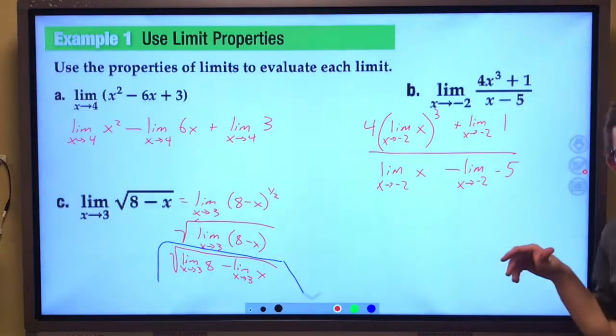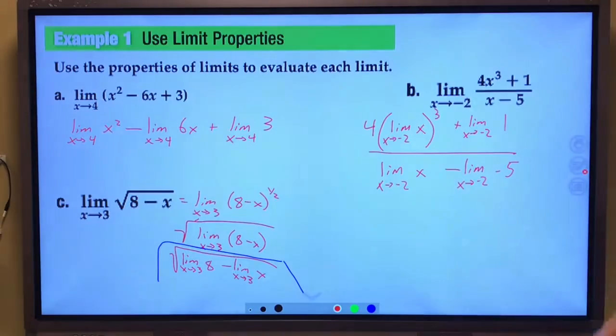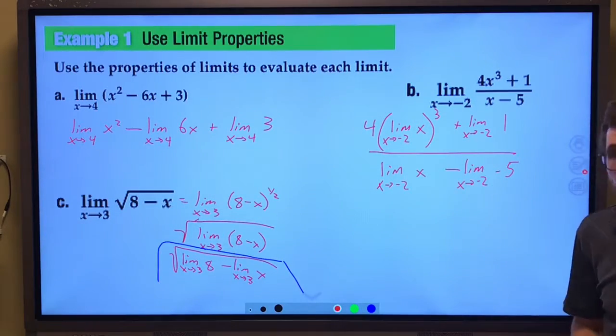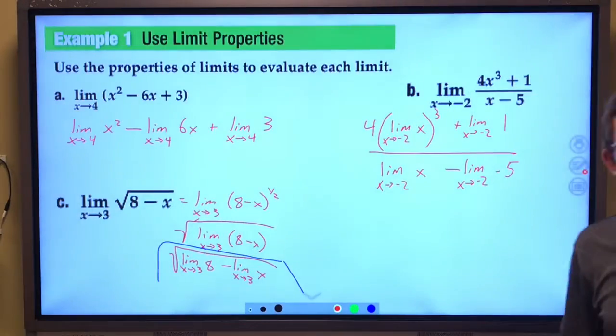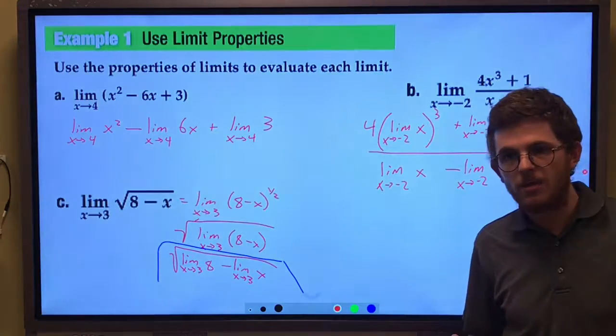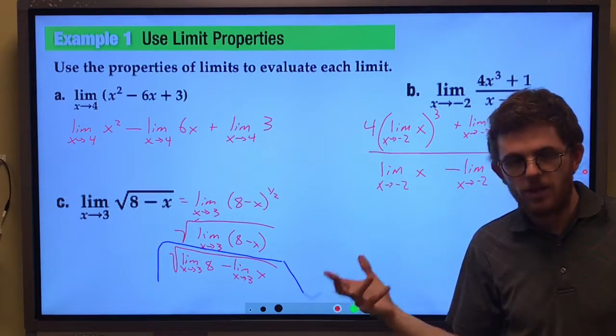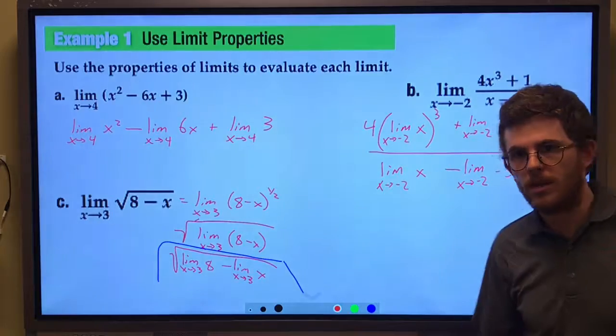So here's how we can break them down to actually evaluate the limit. Sometimes breaking it down is helpful to look at each individual piece, but I'm going to give some suggestions on how we can actually evaluate these limits a little bit easier.